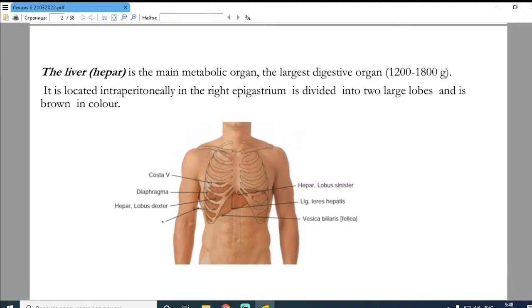The liver is the main metabolic organ, the largest digestive organ. It's located intraperitoneally in the right epigastrium. It is divided into two large lobes and is brownish in color.